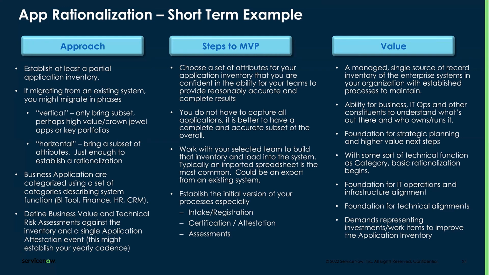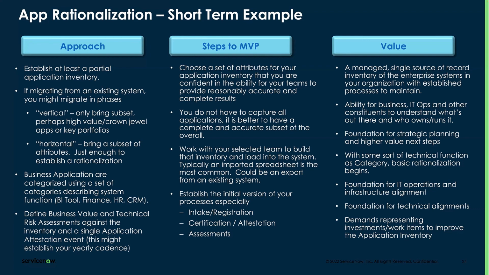There are two approaches. There's vertical, where you go deep and get a subset of applications, or go wide, but only get a narrow subset of attributes, four or five attributes. Both of them work. For example, you might only bring in your crown jewel or your high value applications to begin with. Make sure that they're categorized. That's really important as far as rationalization.